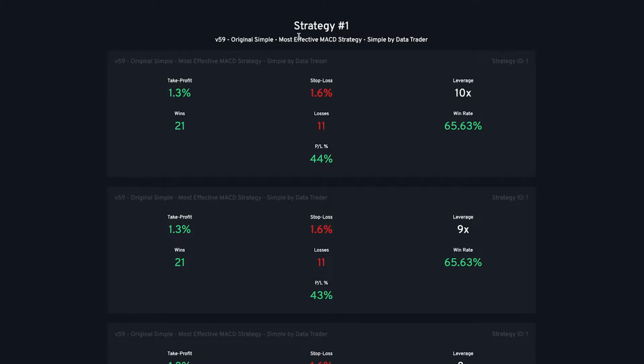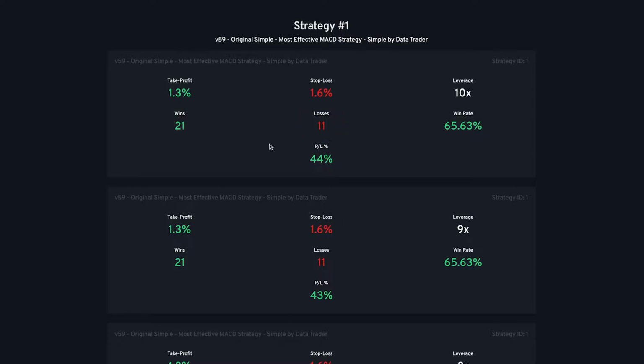I ran over 20,000 iterations of different stop loss, take profit, and leverage, and backtested on the price history for Bitcoin to see which is the best risk to reward for this strategy. And what we can find here, the number one setup for this strategy, when we use the same entry criteria as I showed, and we take the profit at 1.3%, and we have a stop loss at 1.6% with a 10x leverage, we had a win rate at 65.63% with 21 wins and 11 losses, and we grew the account by 44%.